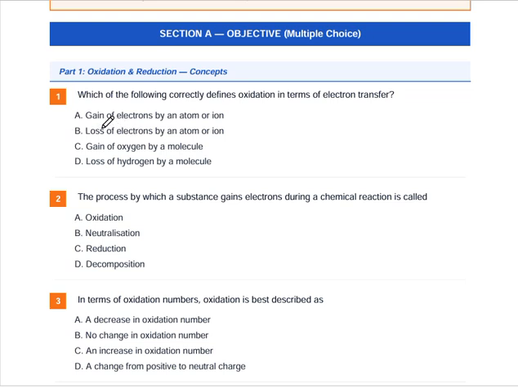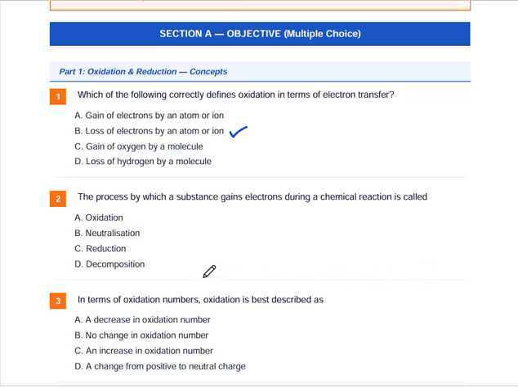Now the first one says, which of the following correctly defines oxidation in terms of electron transfer? A, gain of electrons by an atom or ion. B, loss of electron by an atom or ion. C, gain of oxygen by a molecule. D, loss of hydrogen by a molecule. So oxidation is simply loss of electrons. So the answer is B, loss of electron by an atom or an ion, while reduction is gain of electron.